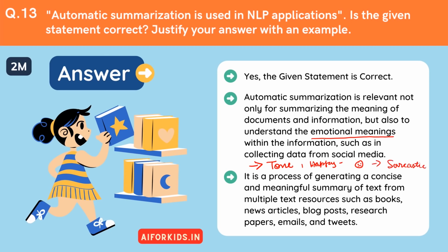Okay, so there can be different possibilities. To understand that, we can use automatic summarization too. So here is where it comes in NLP. It is a process of generating a concise and meaningful summary of the text from multiple text resources such as books, news articles, blog posts, research papers, emails, and tweets.